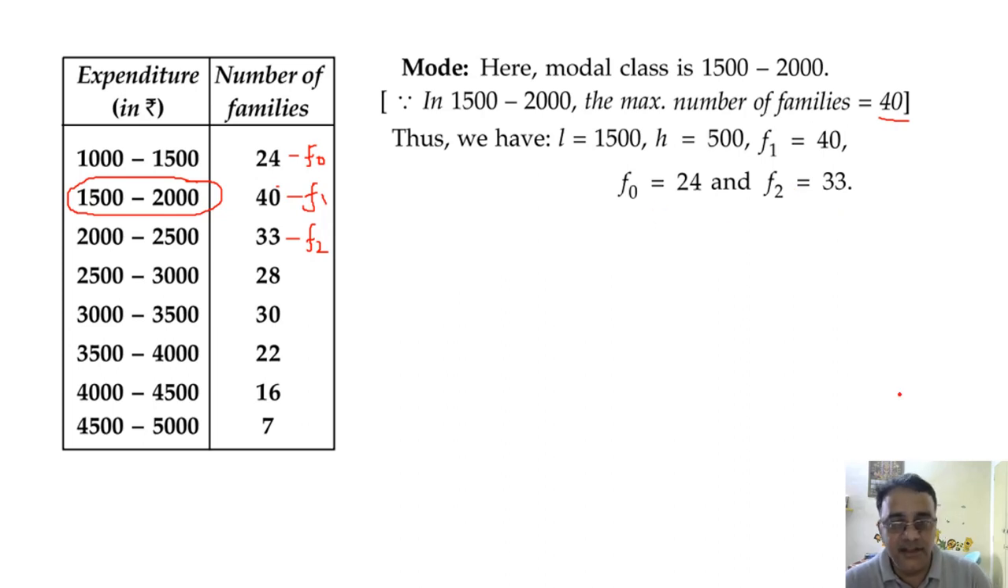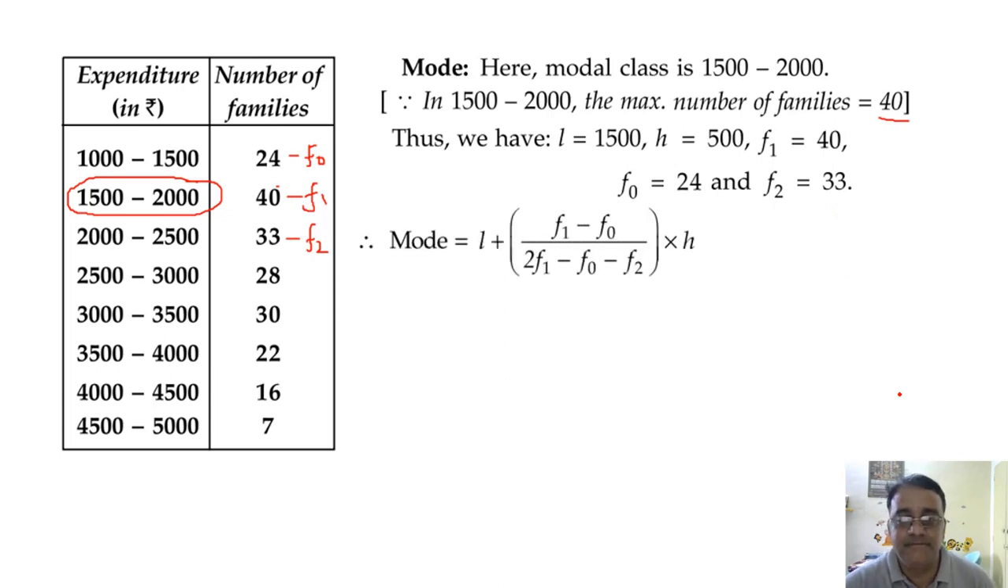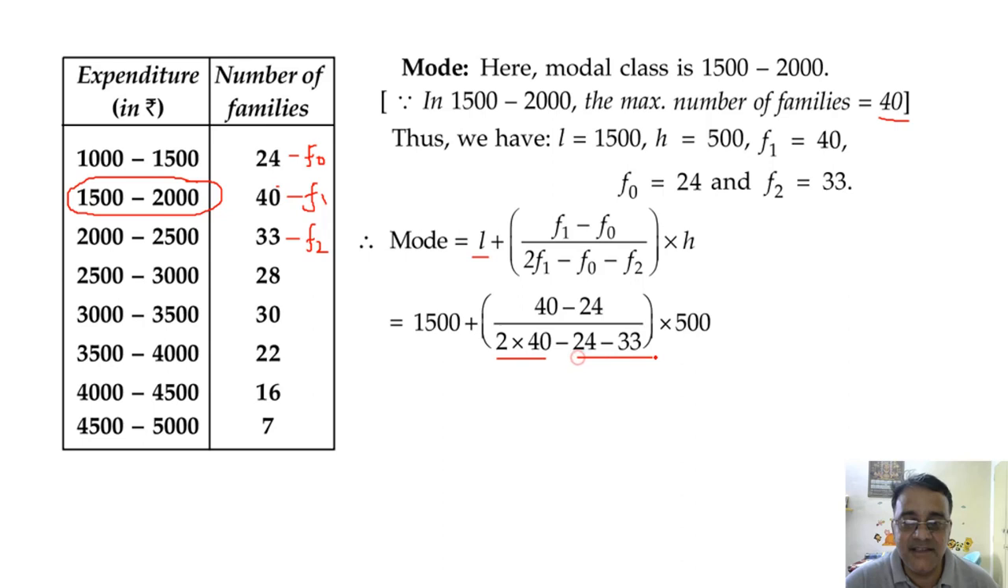So after this we have to write the formula. Now substitute all the values. 1500 plus (40 minus 24) upon (2 into 40 minus 24 minus 33). So this will become 80 minus 57 and this will become 16. Okay, so 1500 plus 16 upon (80 minus 57) into 500.